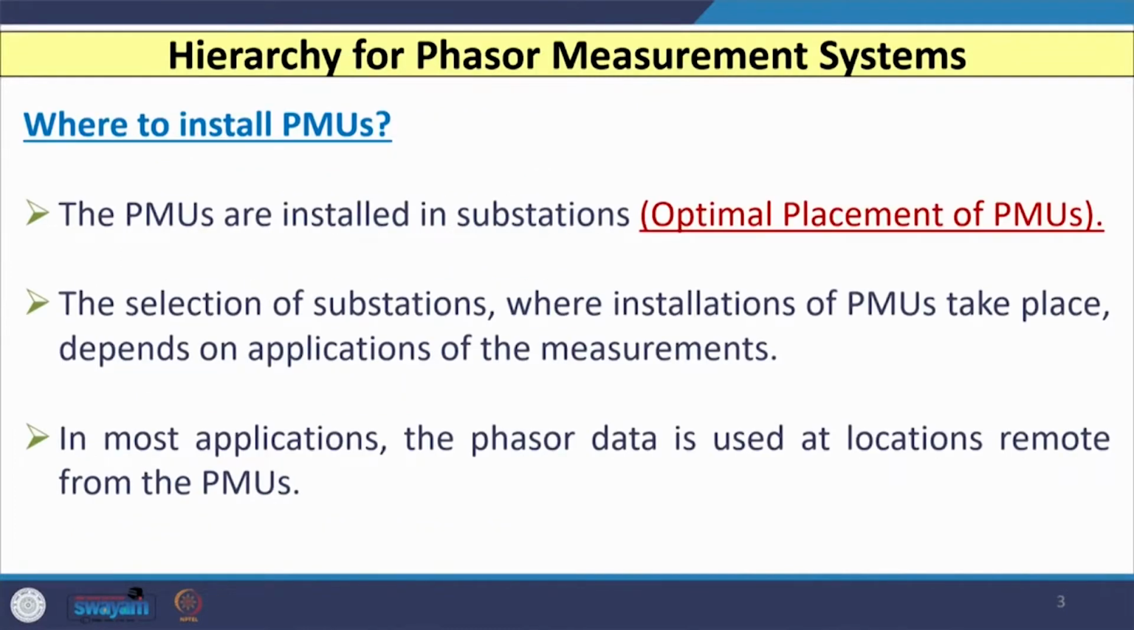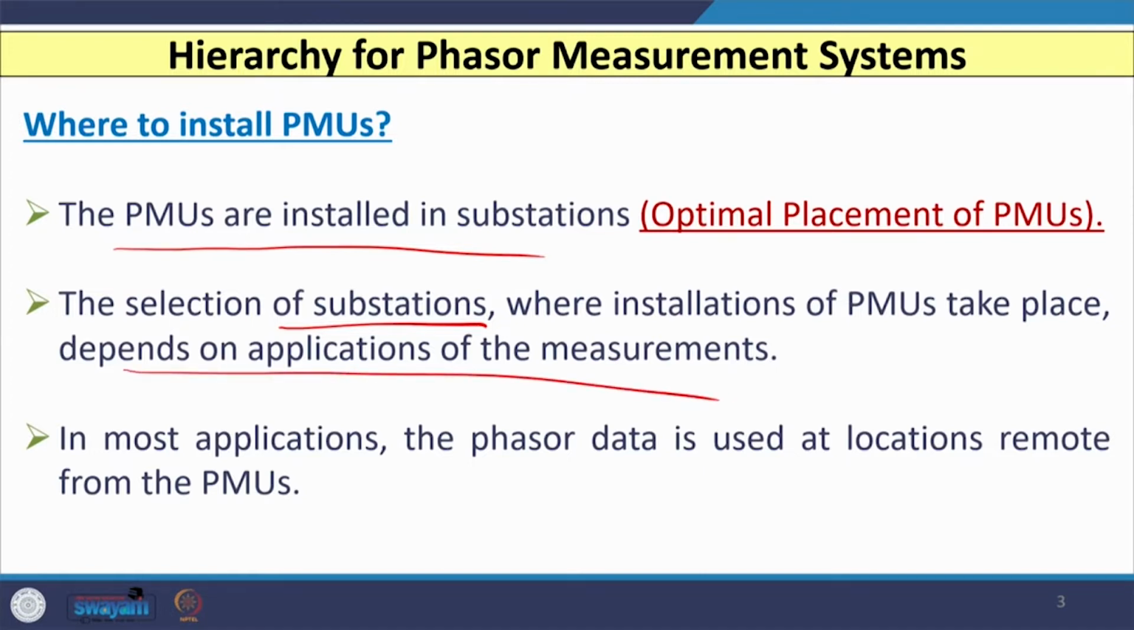Now, let us see what the hierarchy of phasor measurement systems is. So, the first question that comes is where to install the phasor measurement units or phasor measurement devices. Normally the PMUs are installed in substations. However, it is not possible to install PMUs at all the substations. So, the selection of substations where PMUs can be installed depends on the application of the measurement. For what purpose we are implementing the PMUs, whether for a post-mortem analysis or to know the state of the system.